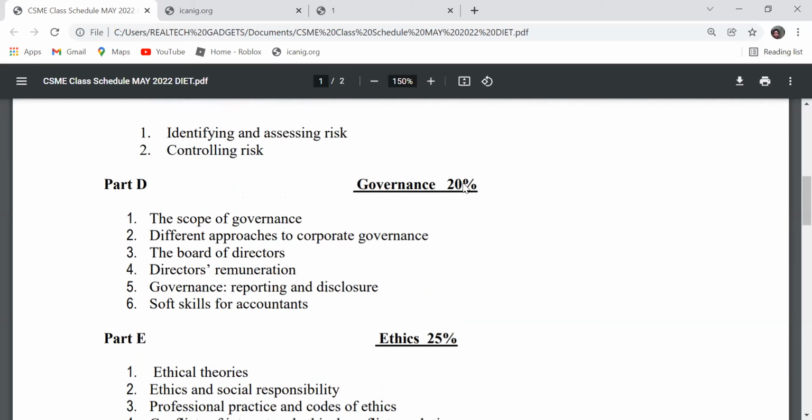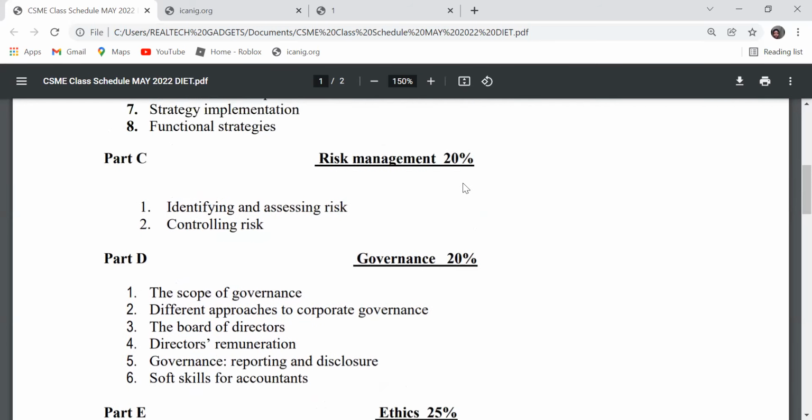And we are going to start with what? Governance. From governance, we go to risk management, because risk management is part of what? Corporate governance. Okay. So it's a very interesting word. It's a very interesting subject.